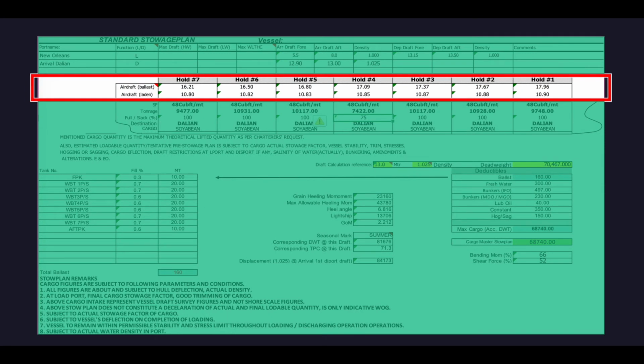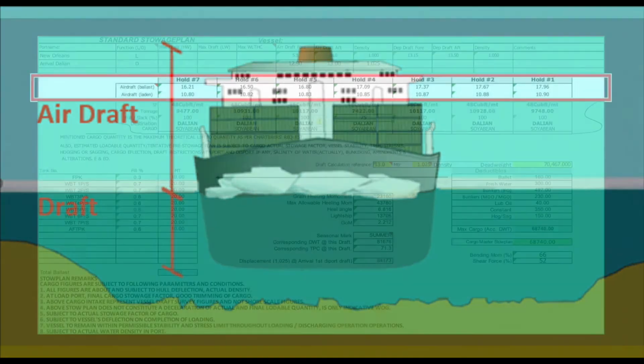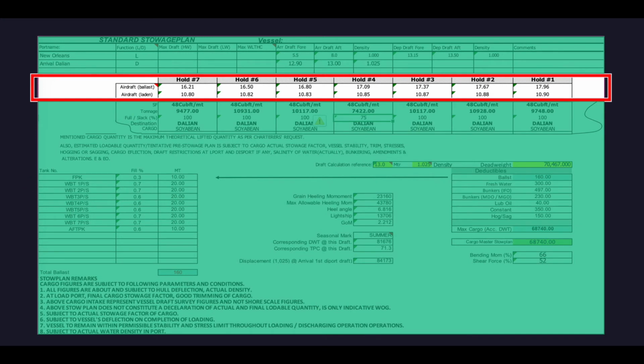Here we can see the air draft of the vessel in ballast and laden condition. The air draft of the vessel is important information for vessel's operations. The air draft of the vessel is the distance from the surface of the water to the highest point of the vessel. In case of loading, air draft is the distance from the top of hatch coaming to the highest point of the vessel.